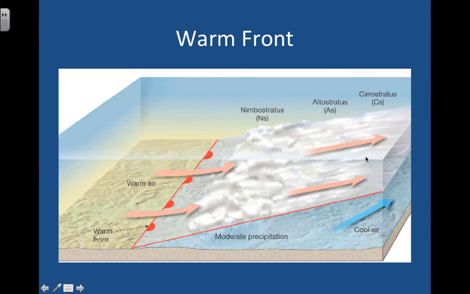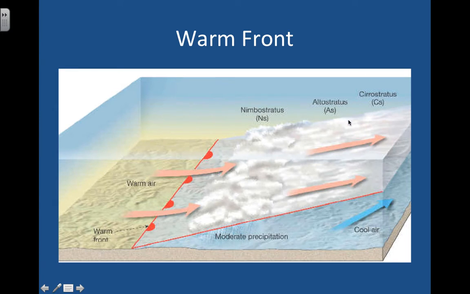So this is what it looks like for a warm front. Here's the cold air, and here's the warm air. And the warm air is pushing the cold air out of the way. And as it does, it goes upwards. And here you can see the clouds that are formed. You get nimbostratus clouds, which, remember, that's the steady rain clouds.